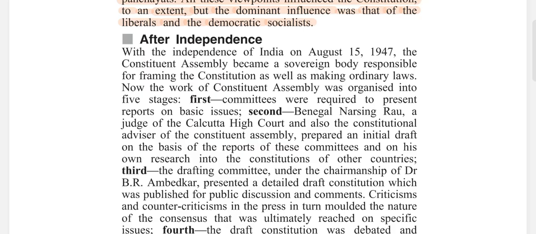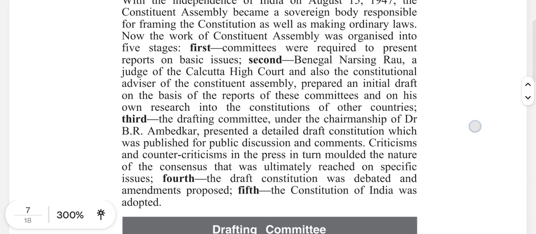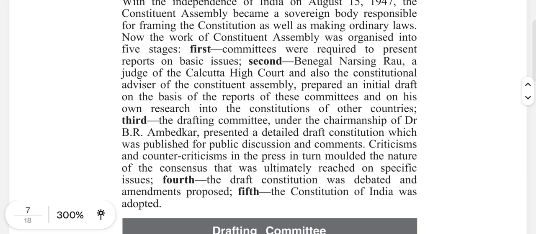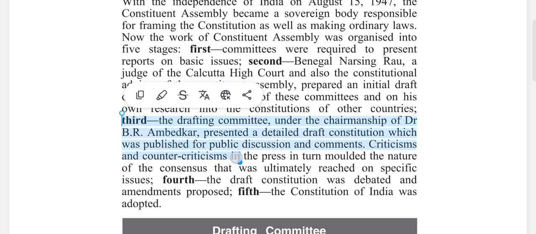Now the work of the Constituent Assembly was organized in 5 stages. First, committees were required to present reports on basic issues. Second, Benegal Narsingh Rao, a judge of the Calcutta High Court and also the constitutional advisor of the Constituent Assembly, prepared an initial draft on the basis of the reports of these committees and on his own research into the constitutions of other countries. Third, the Drafting Committee, under the chairmanship of Dr. B.R. Ambedkar, presented a detailed draft constitution, which was published for public discussion and comments.